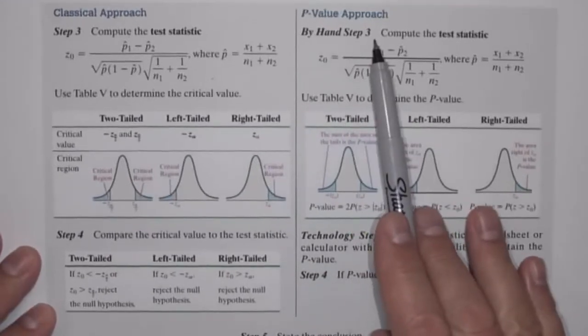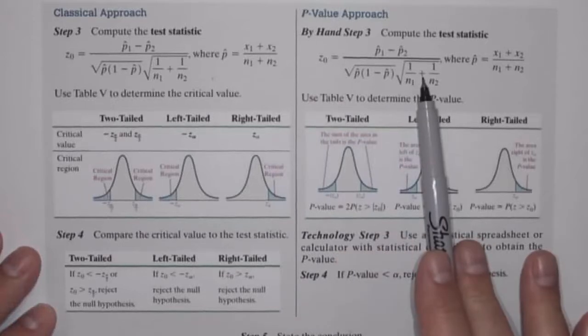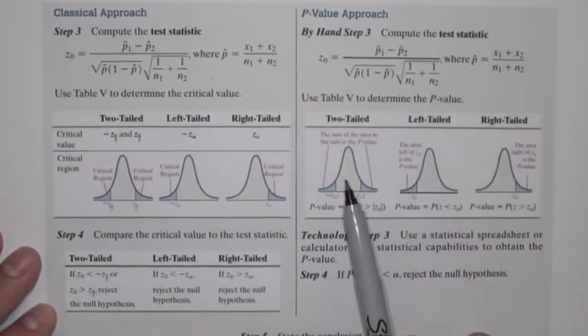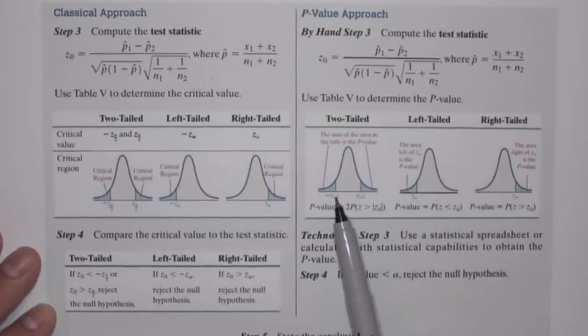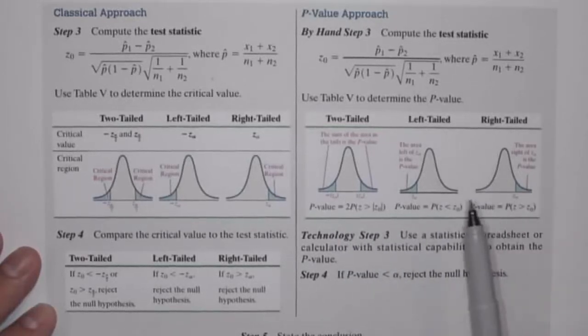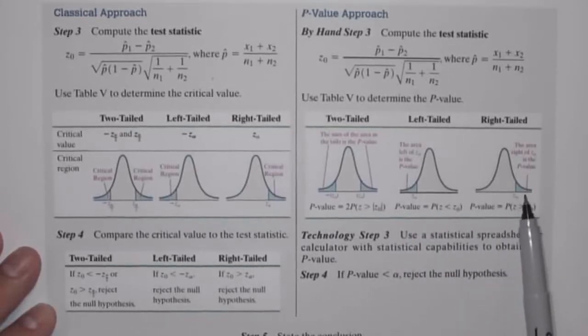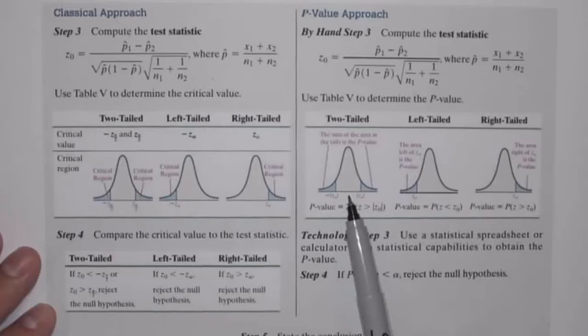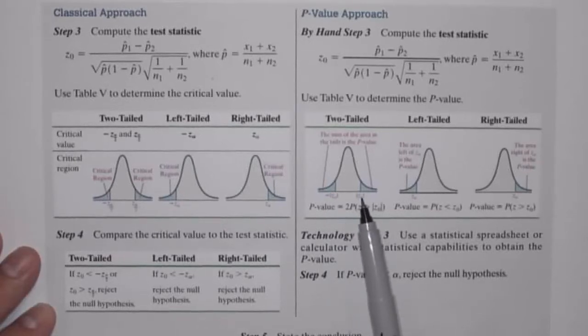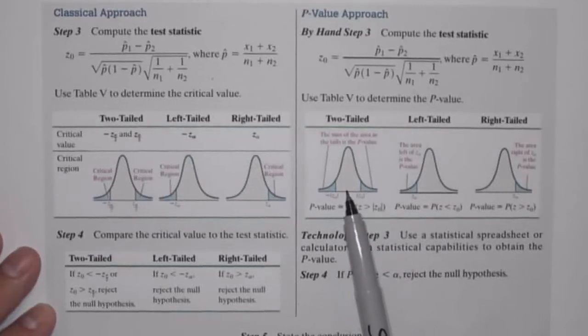Now, by hand, again, if we're using the p-value approach, we'll calculate the test statistic, and then we'll use that to determine the p-value. So if we have a left-tailed test, the p-value will be the area to the left of the test statistic. If we have a right-tailed test, then the p-value will be the area to the right of the test statistic. Now, if we have a two-tailed test, well, either the test statistic's going to be negative or the test statistic's going to be positive. So we're going to use the test statistic and its opposite. So we'll have both a negative and a positive value. The area on the outside of the negative and positive values will be the p-value in a two-tailed test.